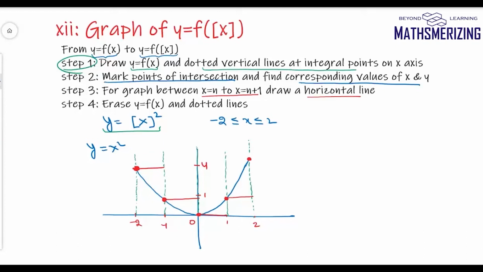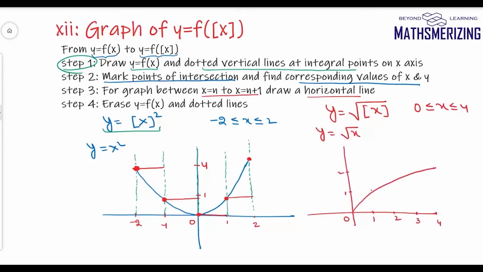I'll take up another example. Say for example, I have to draw the graph of y equals under root of greatest integer function of x, when x lies between 0 and 4. So my basic graph will be y equals under root of x. So that's the graph of under root of x. Now I'll draw vertical lines at integral points. So I'll draw this line at 0.